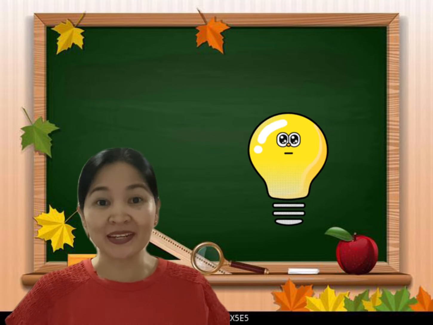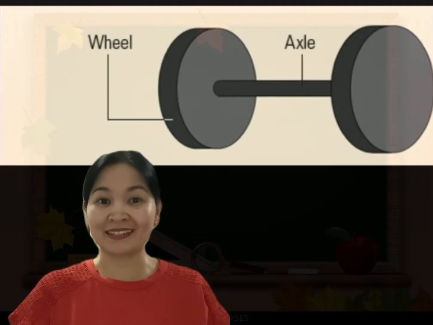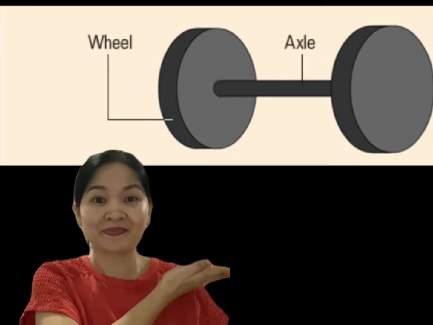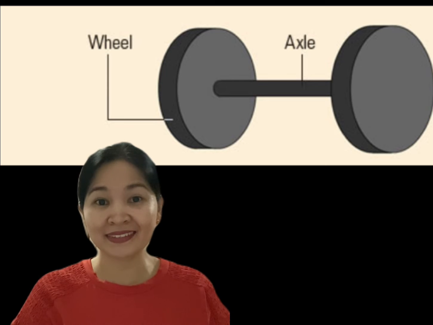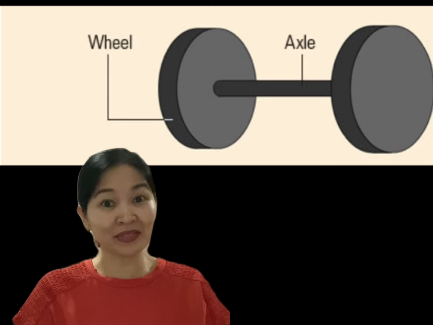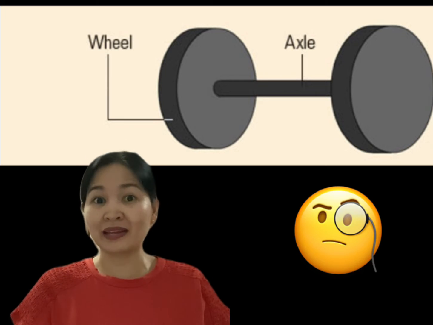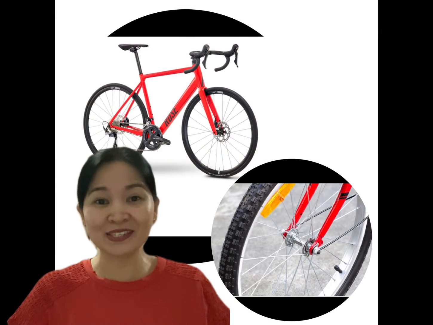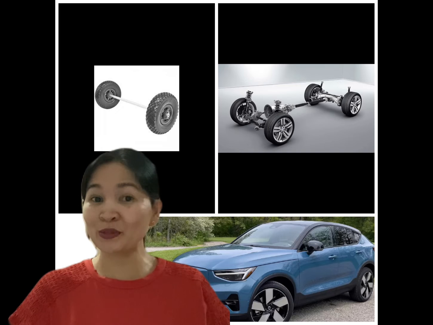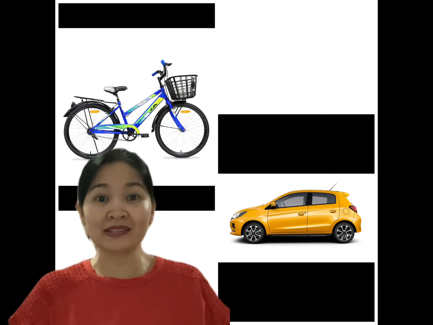Let's proceed to another example of a simple machine. How about this? Wheel and axle. Are you familiar with this? Can you give me something that you think has a wheel and axle part? Yes, you're right. You can say bicycle and car. So you see, fancy bicycles and cars would never have happened if the wheel and axle were not invented.